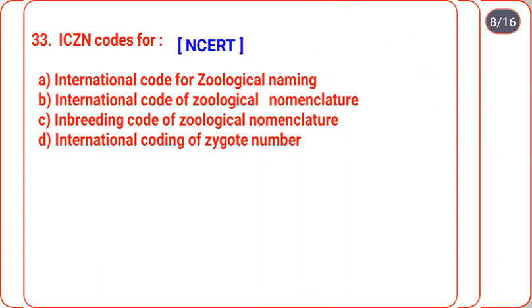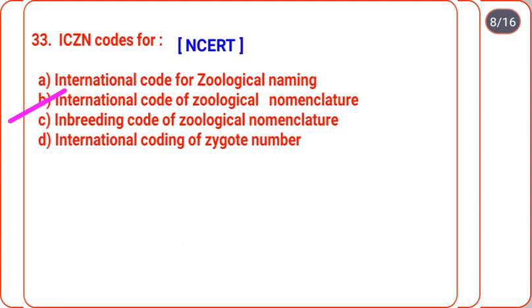Okay, next question number 33. ICZN codes for International Code of Zoological Nomenclature. It is almost the same as international code for zoological naming and nomenclature, but "international code of" is more correct in this case. International code of zoological nomenclature, yes, option B is our correct answer.